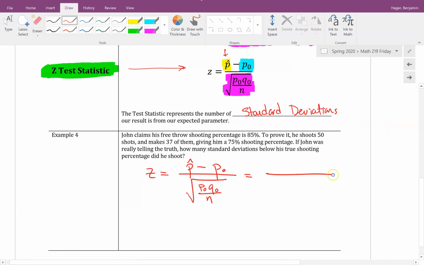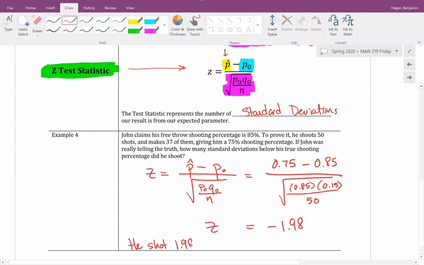All right, well, this would just be 0.75. That's the proportion that he actually did from the experiment. The claim was that he's at 0.85. Now, if I'm going to do the standard deviation based on the claim, I would take p naught, which is 0.85, times q naught, which is the complement, 0.15, over n, the sample size. And if you crank that out, you get negative 1.98. He shot negative 1.98 standard deviations below the expected value. So he shot 1.98 standard deviations below what he claimed.